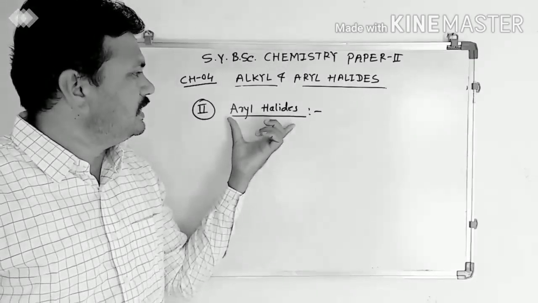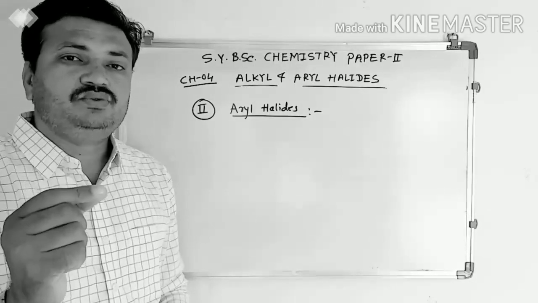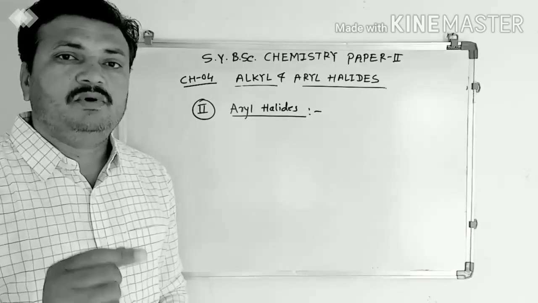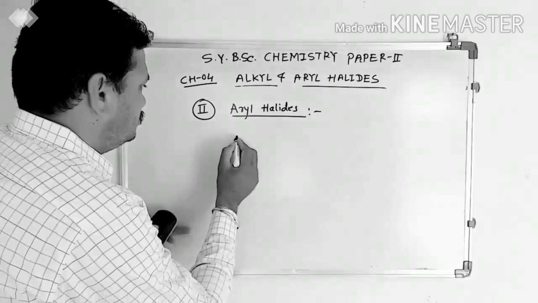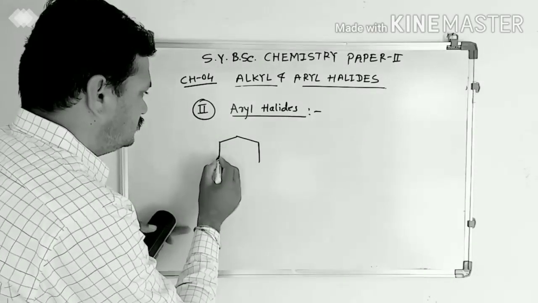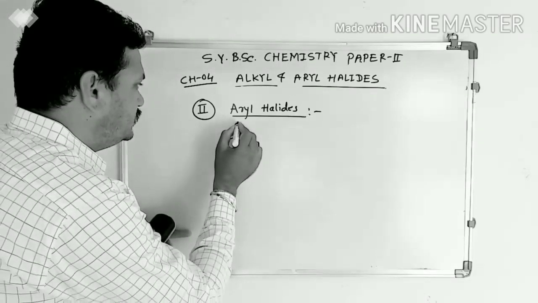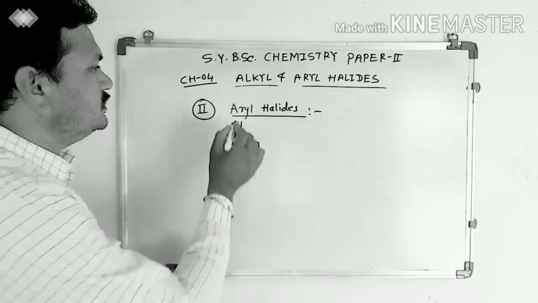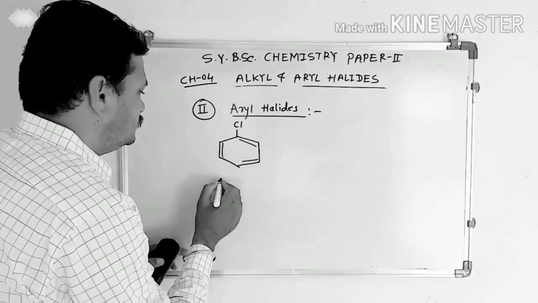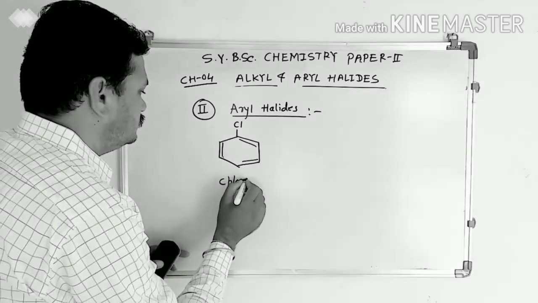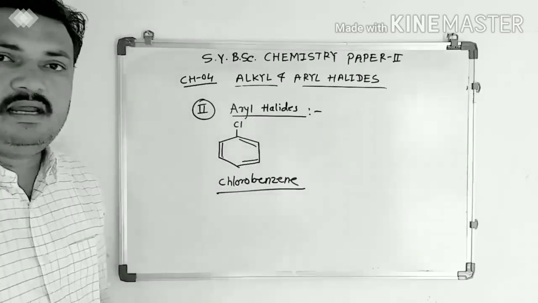Now we have to see what are aryl halides. In aryl halides, the halogen atom is directly attached to the aromatic carbon atom or aromatic ring. They are known as aryl halides. For example, it is an aromatic ring, that means benzene. When it is attached to any halogen atom, then it is known as aryl halide. The halogen atom is chlorine, therefore it is known as chlorobenzene. Chlorobenzene, and it is aryl halide.